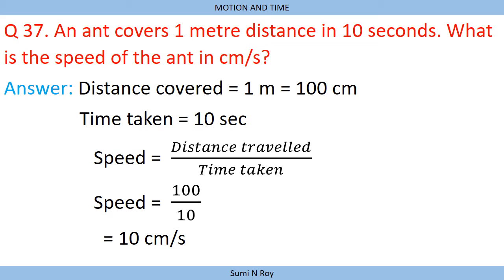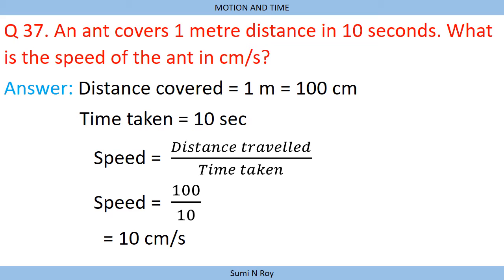Next question, an ant covers 1 meter distance in 10 seconds. What is the speed of the ant in centimeter per second? Here the distance covered is 1 meter. As I already told you all, the units should be the same. The demand of the question is in centimeter per second, so firstly we have to convert the unit into centimeter. The distance covered is 1 meter, which is equal to 100 centimeter.